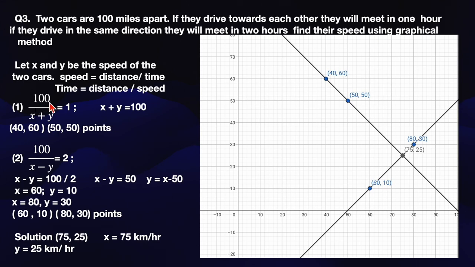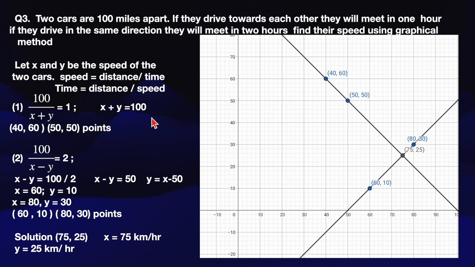Okay. So here the distance is 100 miles. Okay. So when they are driving towards each other, the speed will increase. So x plus y. Let x be the speed of first car, y of the second car. So x plus y. And the time taken is 1 hour. So 100 upon x plus y is equal to 1. So this is the first equation.